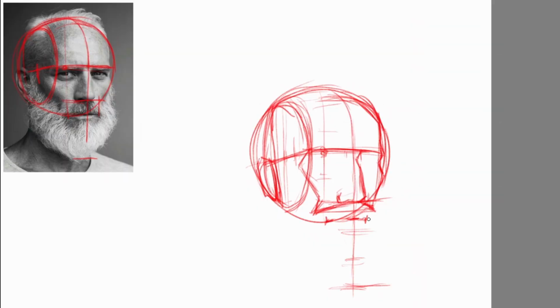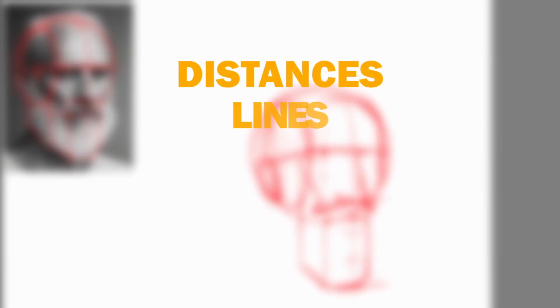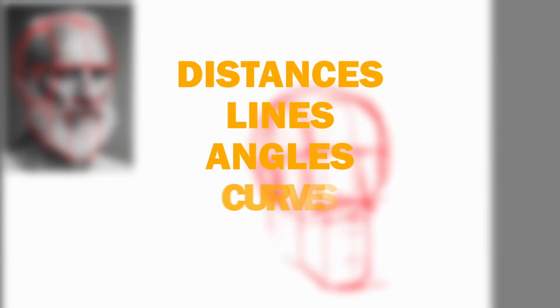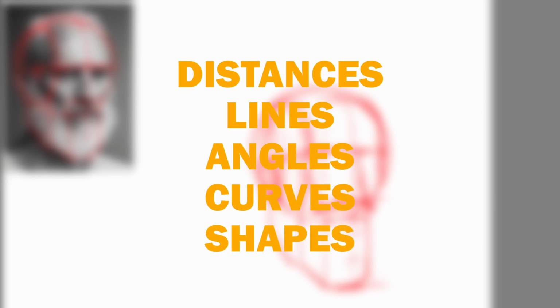Being able to switch between these two ways of seeing things is probably the most important skill you could ever master when it comes to art. So what are the 2D elements in your reference that you should pay especially close attention to? Well, the top 5 that come to mind are as follows: distances, lines, angles, curves, and shapes.